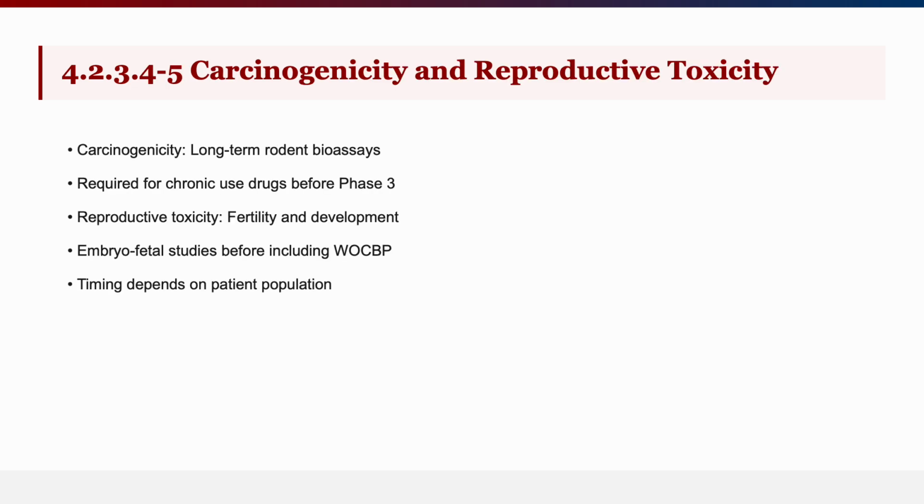Carcinogenicity studies are 2-year rodent bioassays required for drugs intended for chronic use. They're not needed before phase 1 or 2 but should be completed before large phase 3 trials. Reproductive toxicity studies assess effects on fertility, pregnancy, and offspring development.